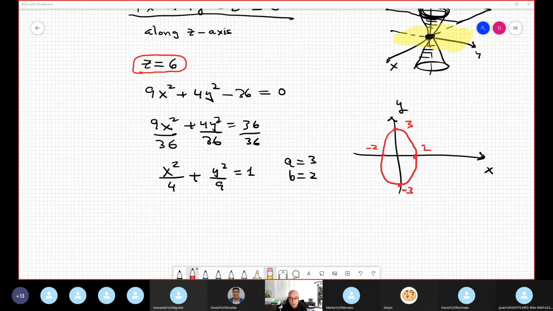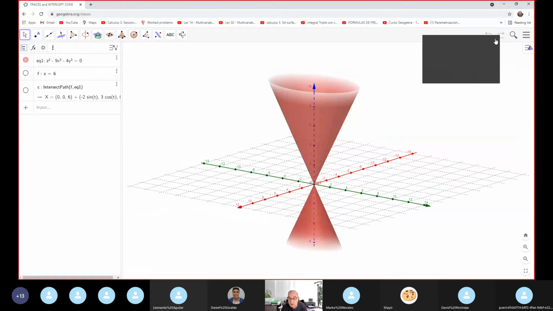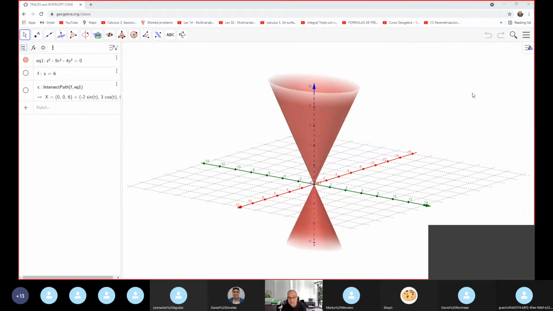Okay. I need to wait for saving and loading. Look at that. Do you see? No, you don't. Boom. Do you see? Yes. Okay, it's a cone. Double cone.